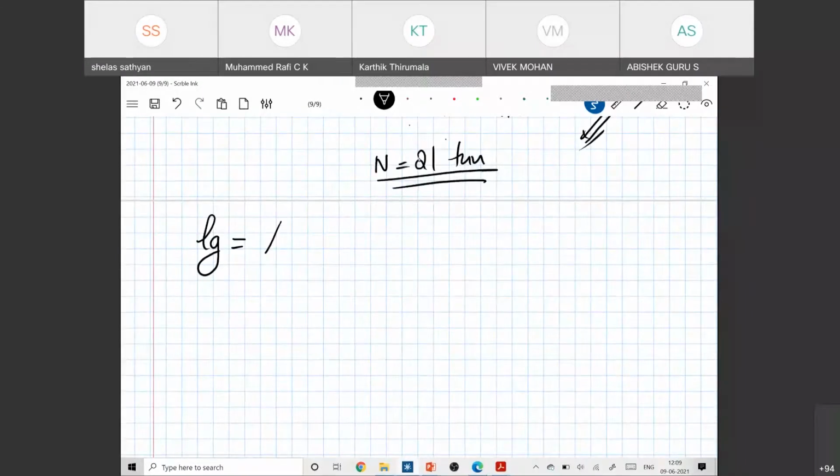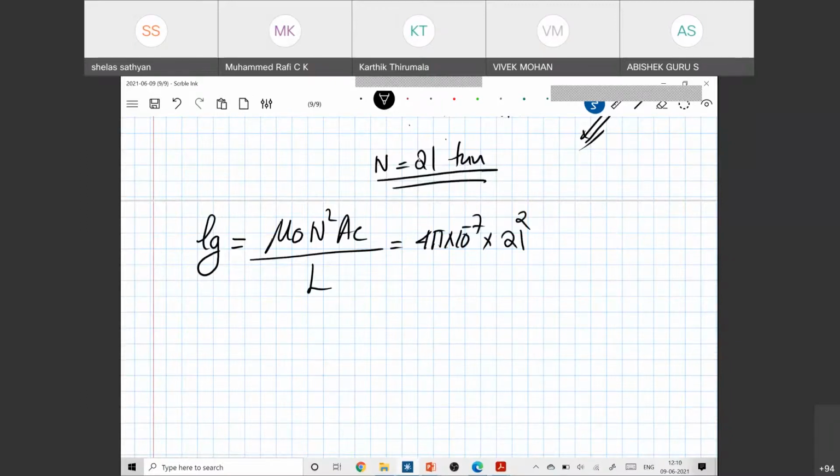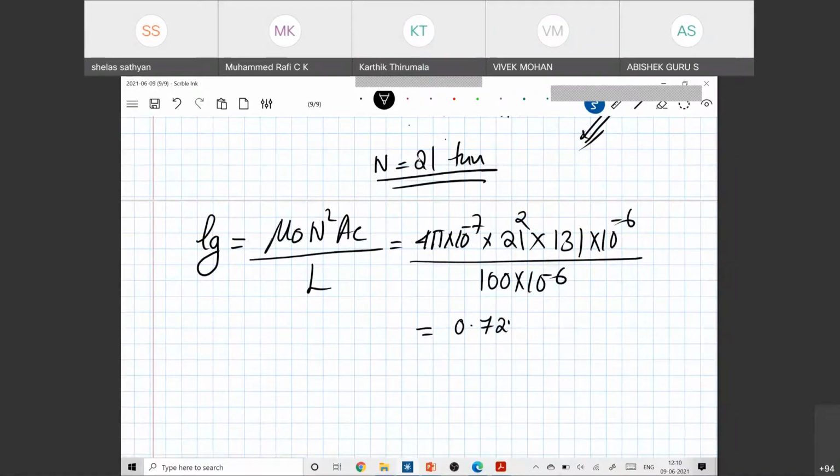So the air gap is given by mu naught into N square into AC divided by L, which is 4 pi into 10 raised to minus 7. Now the number of turns is 21, so 21 square. Area of cross section of the core is 131 mm square, that becomes 10 raised to minus 6 meter square, and inductance is 100 into 10 raised to minus 6. So the air gap is calculated as 0.725 mm.